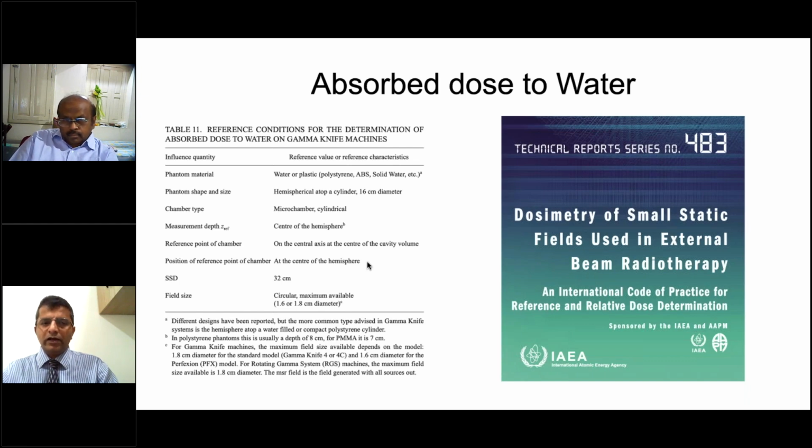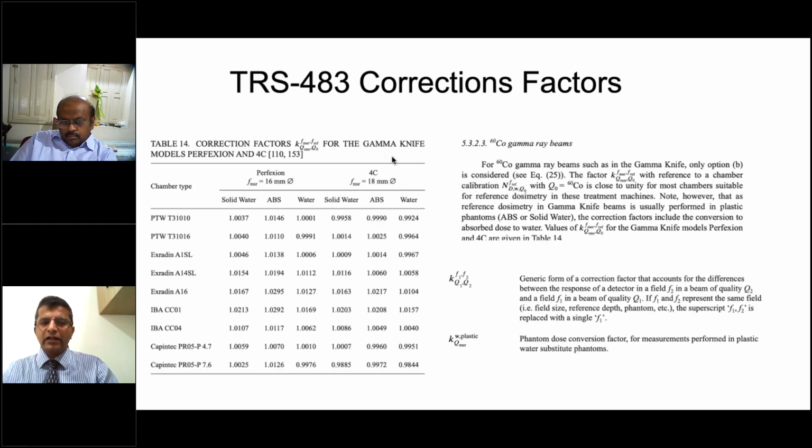And another good thing with the TRS 483 is it has given correction factors for the different chambers which are used for calibrations. Also, they have given the quality correction factor, as well as the water to plastic conversion factor in addition to this. So these correction factors were not available before the introduction of TRS 483. So that is a key difference.